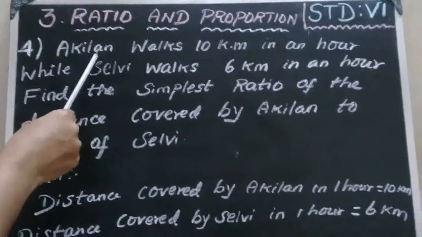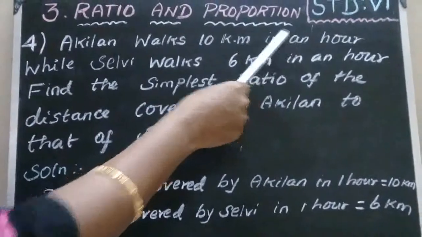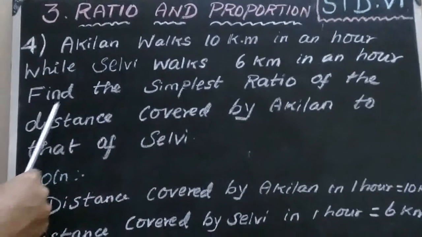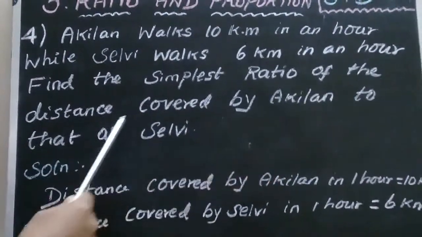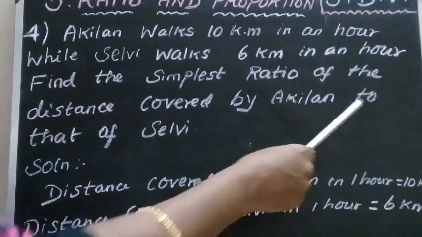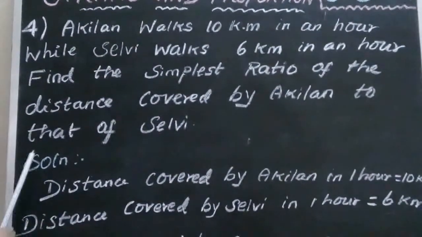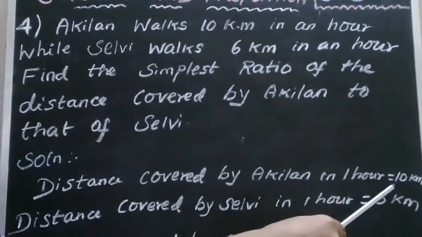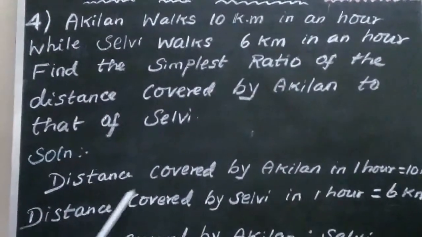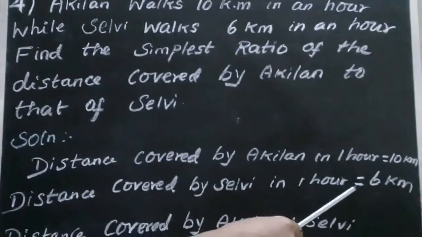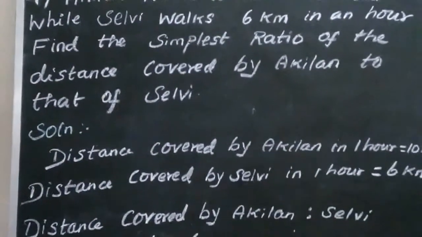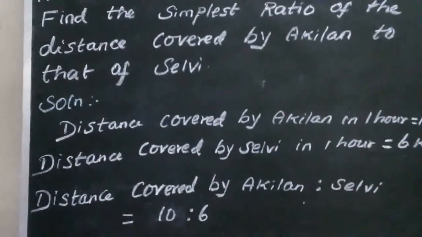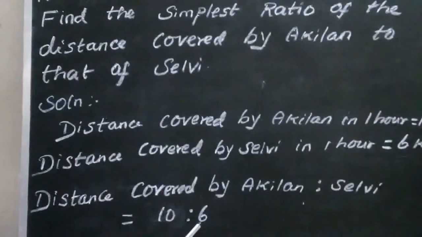Fourth question, Agilan walks 10 km in an hour while Selvi walks 6 km in an hour. Find the simplest ratio of the distance covered by Agilan to that of Selvi. Here what is given? Distance covered by Agilan in 1 hour equal to 10 km is given. Distance covered by Selvi in 1 hour equal to 6 km. We have to find the distance covered by Agilan and Selvi in ratio format. So 10:6 is the ratio format.